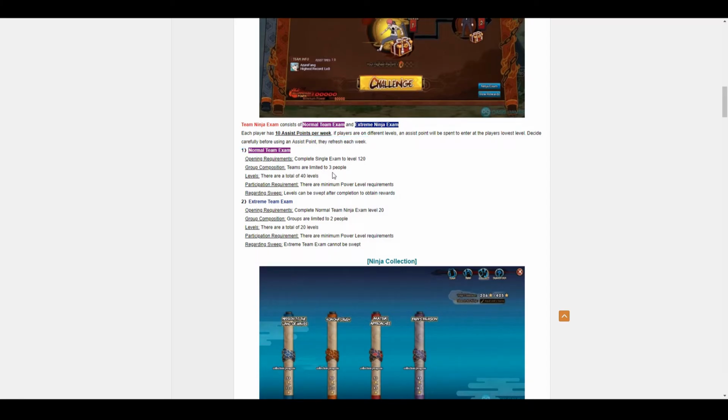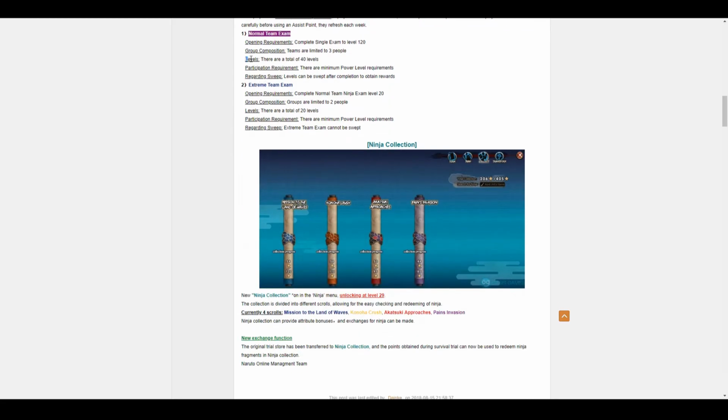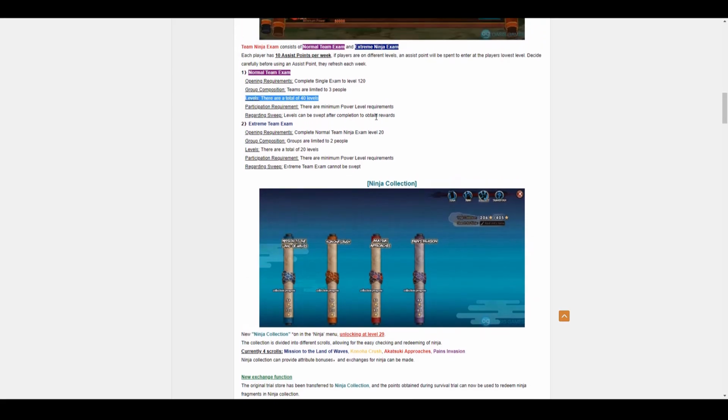Normal team exam. Opening requirements: complete single exam to level 120. Teams are limited to 3 people. There are a total of 40 levels. Wait, what? That's different from what was said before. There was a 20 level limit before. Now it's saying 40. Participating requirements: there are minimum power level requirements, of course, regarding creeps. Levels can be swept after completion to obtain rewards.